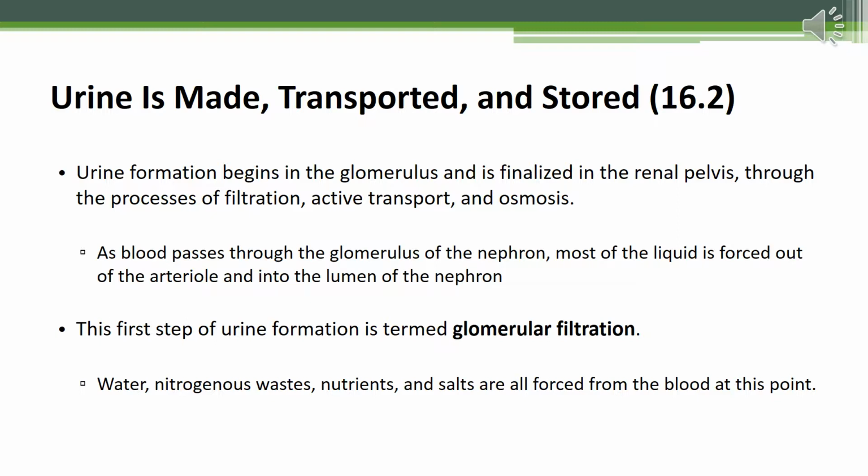active transport, and osmosis. As blood passes through the glomerulus of the nephron, most of the fluid in the blood is forced out, and it then enters the lumen of the nephron. The first step of urine formation is called glomerular filtration, and in this process, water, nitrogenous wastes, nutrients, and salts are forced from the blood at this point, and they go into the lumen of the nephron, like I said. Don't worry, some of these substances are going to go right back in the blood, though.